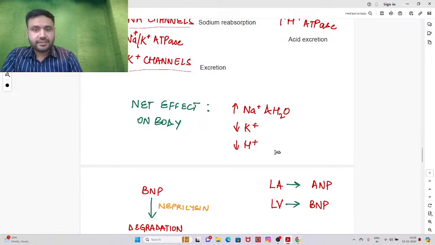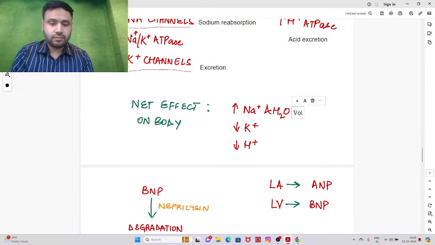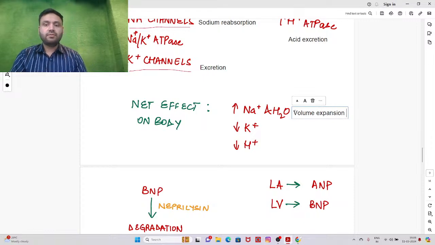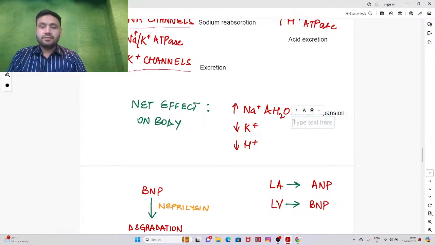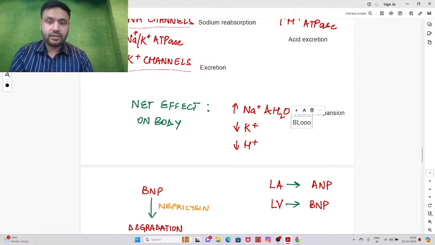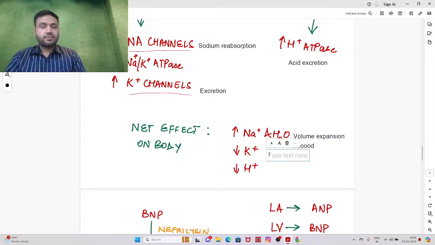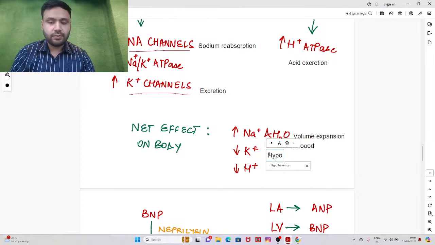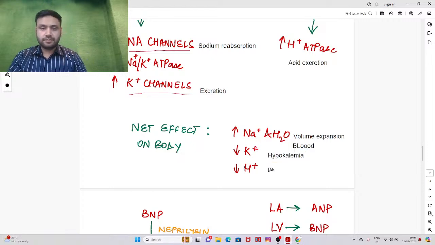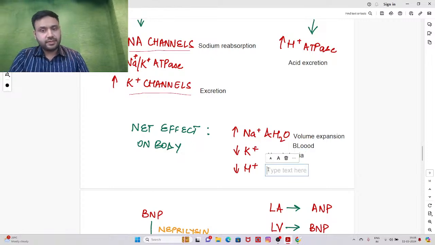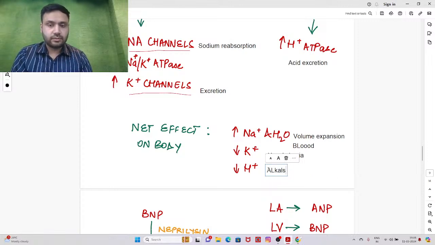So what would be the net effect? There would be volume expansion. And what do I mean by volume expansion? When sodium is absorbed, water is co-absorbed with it, and the blood volume will rise. That is what I mean by volume expansion. And because potassium is being excreted, it would cause hypokalemia. Similarly, because hydrogen is being excreted, what would it cause? Alkalosis.